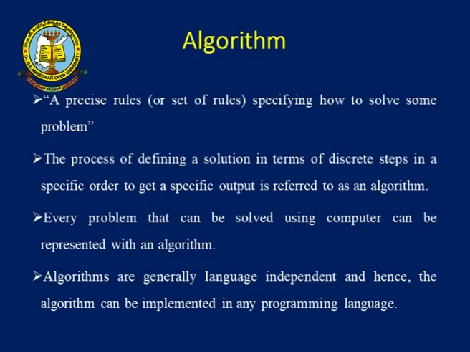To design that program, the very first step is we have to write the algorithm for that program. Algorithm means to make the system understand the steps. The definition of an algorithm is nothing but a step-by-step sequence of steps to follow to solve a particular task. Nothing but a set of precise rules which are used to solve a particular task. So the process of defining a solution in terms of these steps in a specific order to get a particular output is called an algorithm.